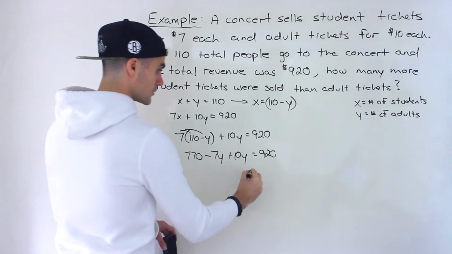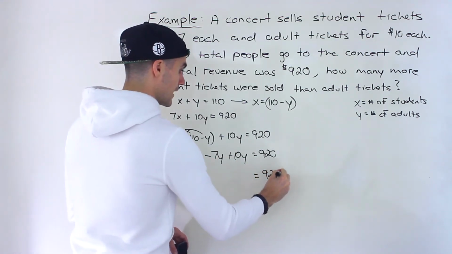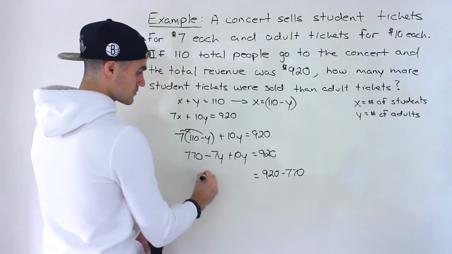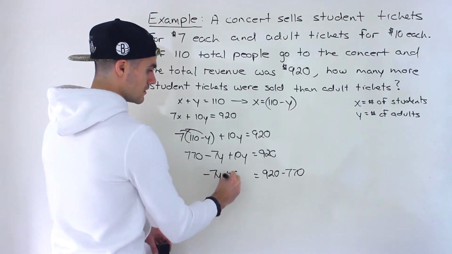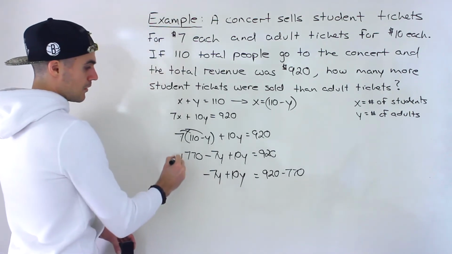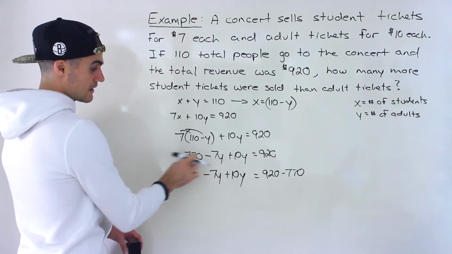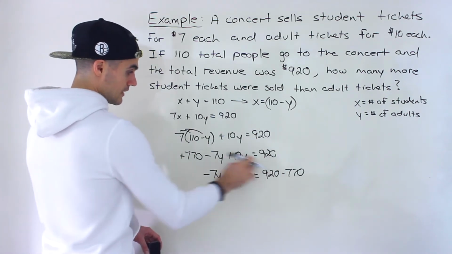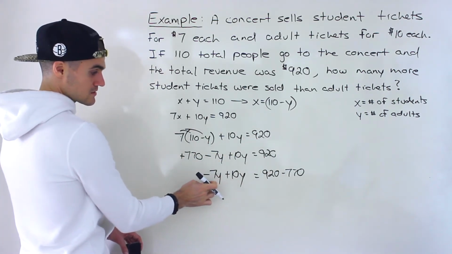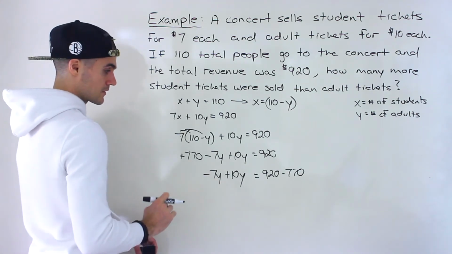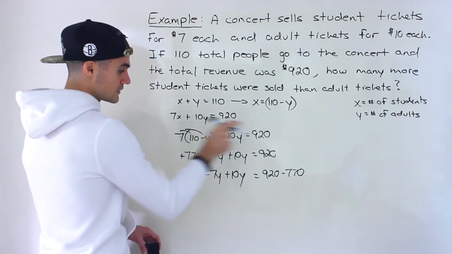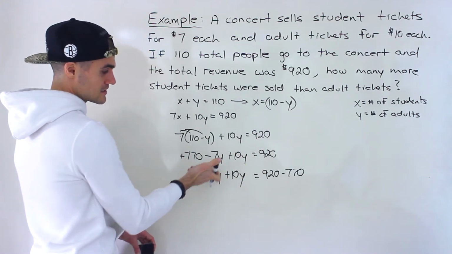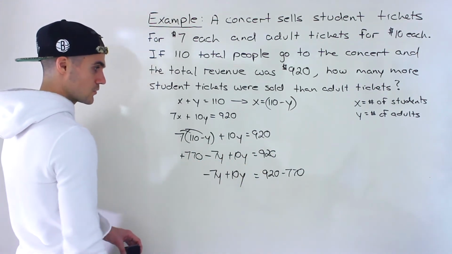So 770 I'm going to bring over, so we'll have 920 minus 770. This here, there's a negative in front of the 7, so be careful, that stays there. Okay, there's a positive in front of this 770. This negative is not attached to this 770, so when this comes over, this positive turns into a negative, but this negative was attached to the 7y, so it stays there on the left side. Okay, that's a common mistake. Students will bring this over, and then they'll take this negative and turn it to a positive. That negative stays because it's part of the 7y there.